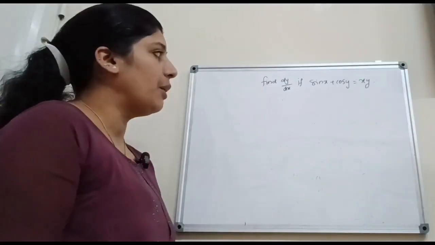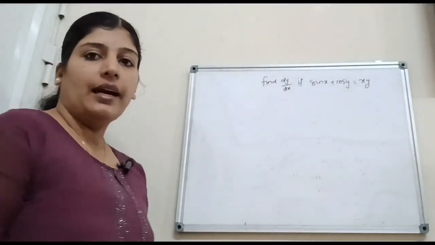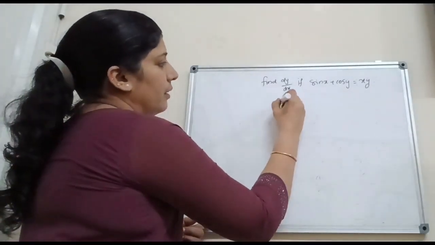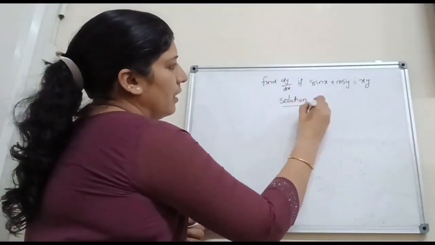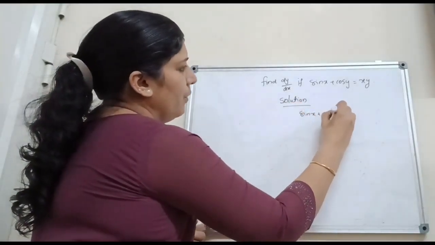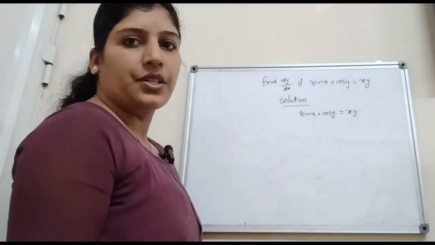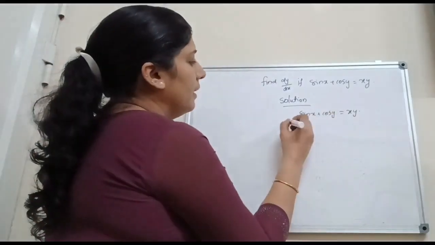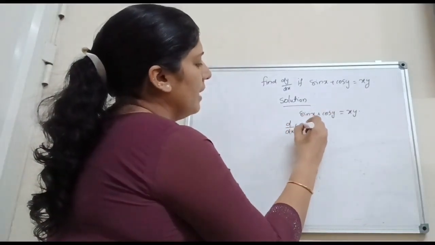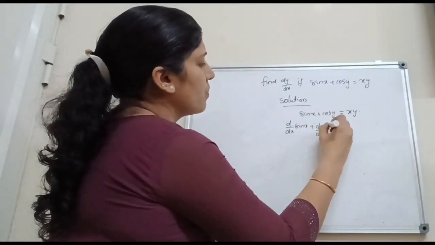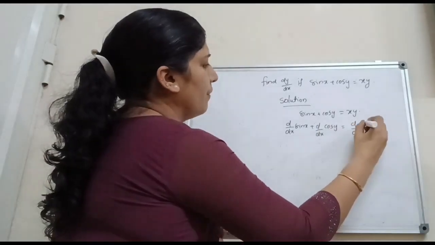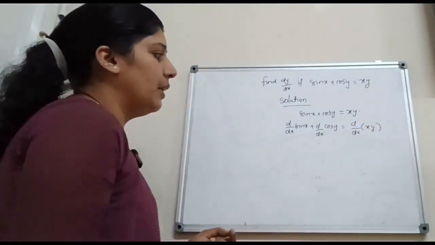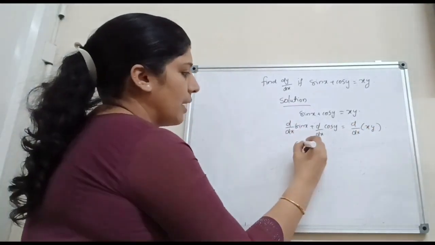Next question, find dy by dx if sin x plus cos y equal to xy. Now here, the given function is what? Sin x plus cos y equal to xy. First, we have to differentiate on both sides with respect to x. That is d by dx of sin x plus d by dx of cos y equal to d by dx of xy. Now here, d by dx of sin x is cos x.